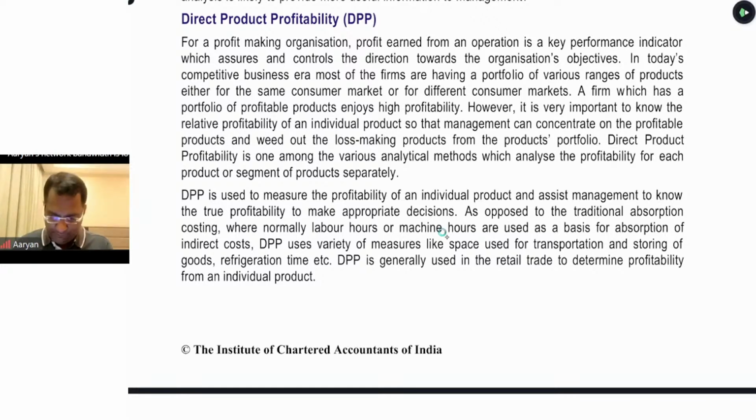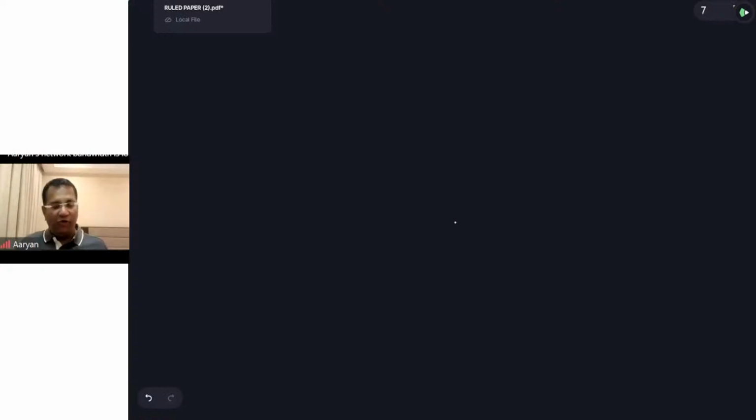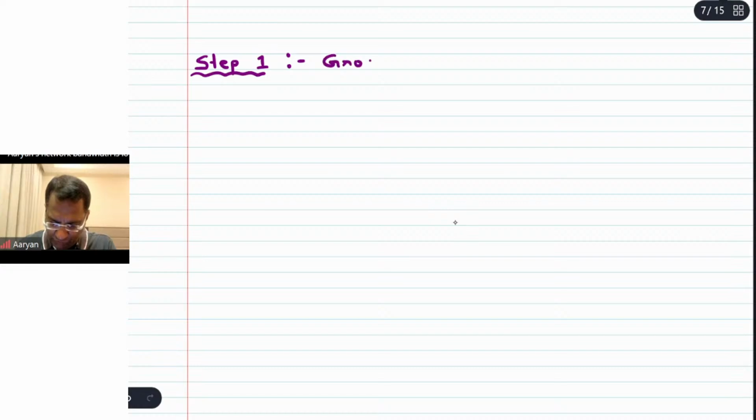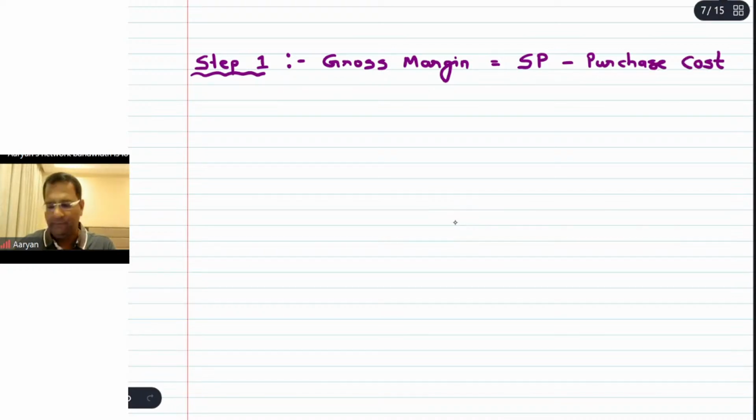Please give the heading, beta. The following are the three steps to compute direct product profitability. Step number 1, gross margin is equal to sale price minus purchase cost.